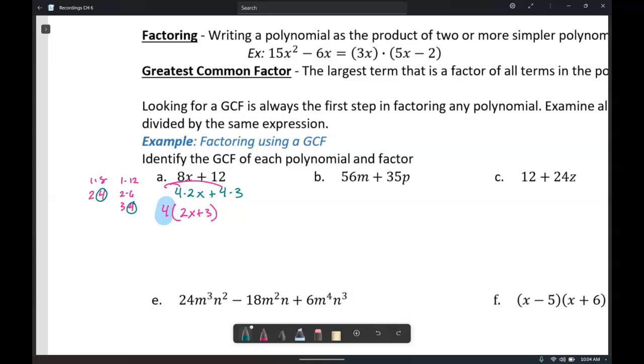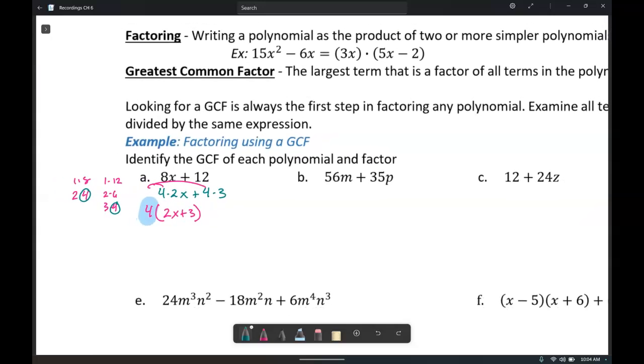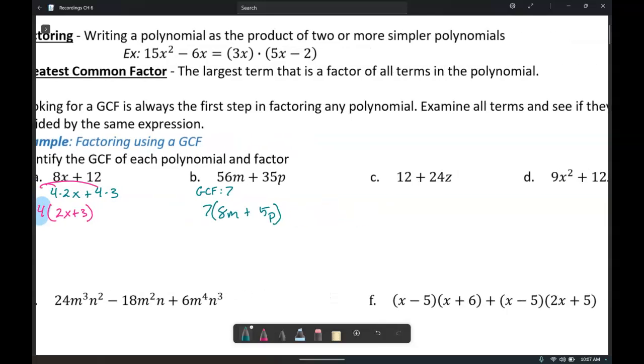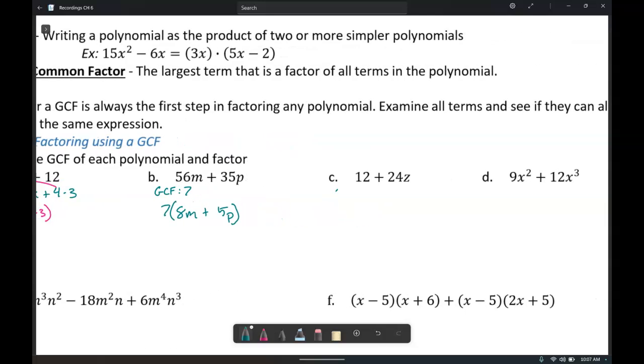the GCF. So when we look at 56 and 35, they have a GCF of 7, and so we can go ahead and we can factor out a 7. 56 divided by 7 gives us 8m, and then 35 divided by 7 gives us 5p. GCF here is 12, so we factor that out. 12 divided by 12 is 1. 24 divided by 12 is 2.